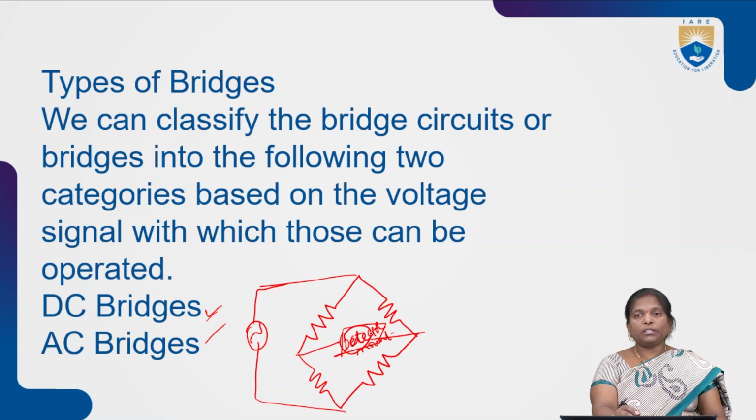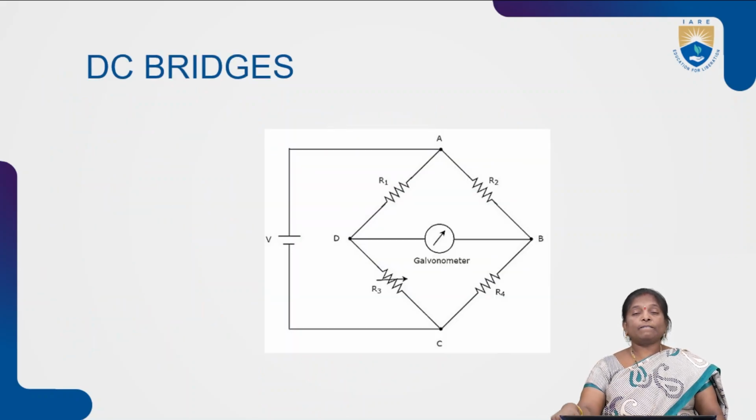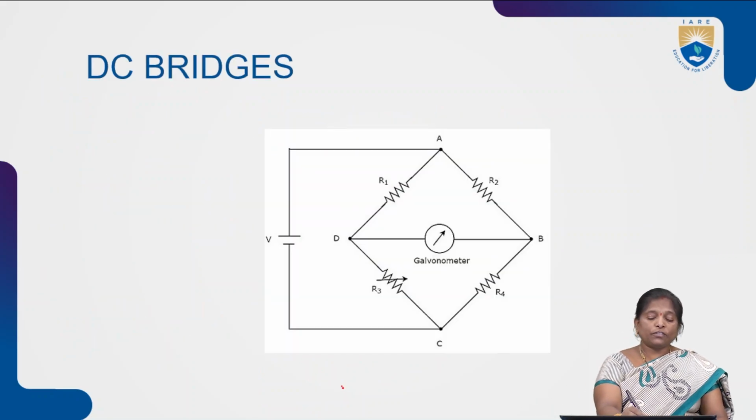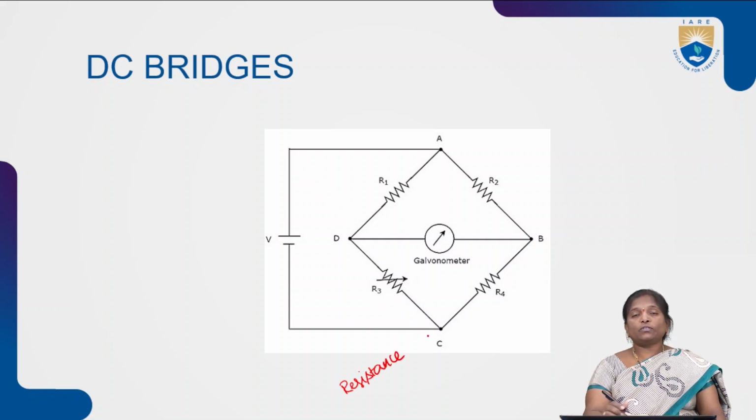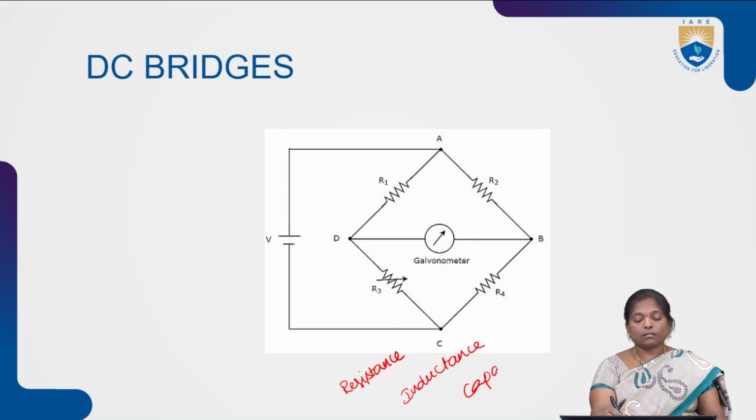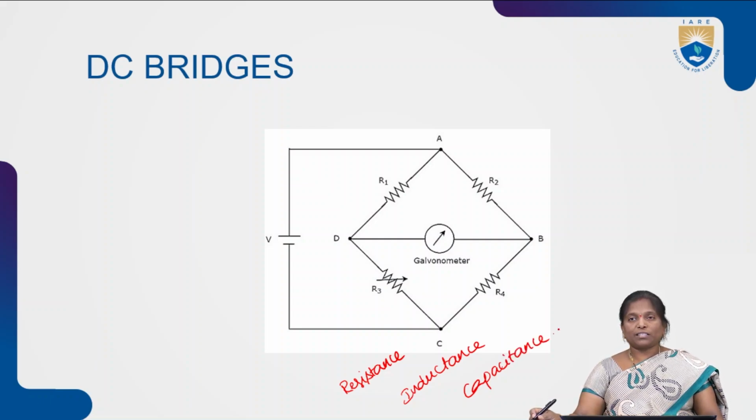Whether it is an AC bridge or a DC bridge, the bridge always consists of 4 arms: arm 1, arm 2, arm 3 and arm 4. These are the 4 arms of a bridge network. And this is a DC bridge. With the help of DC bridges, we can measure resistance. By using AC bridges, along with resistance, we can also measure inductance and capacitance.